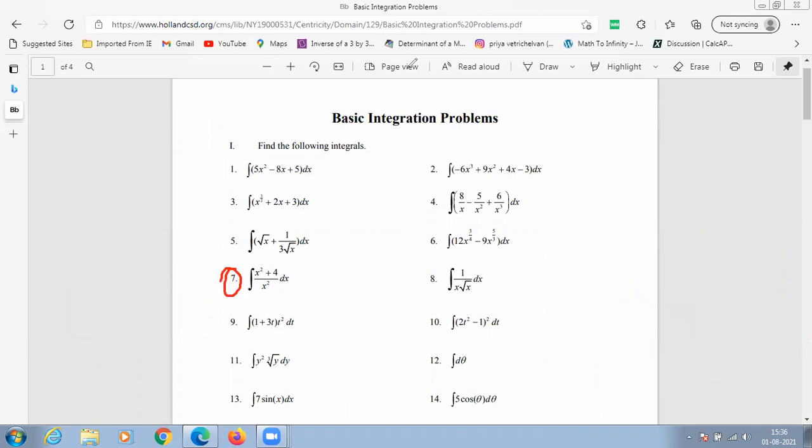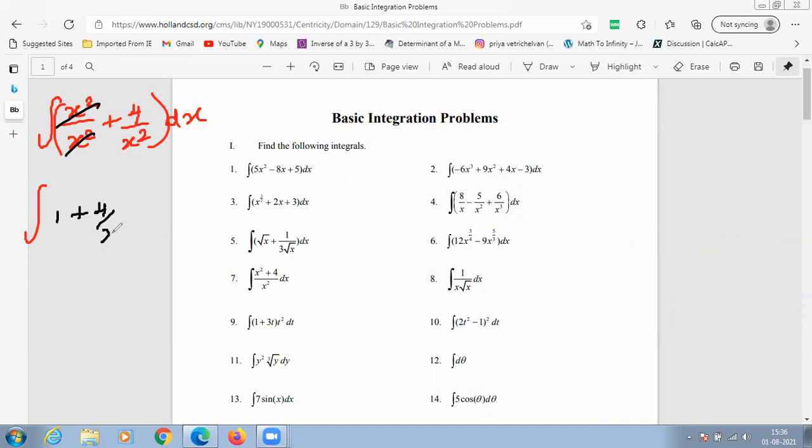We'll move on to question number 7. In question number 7, you have integral of (x square plus 4) upon x square dx. So here x square is common for this x square as well as this 4 also. So first I'm going to split the numerator over the denominator into two parts. It's going to be x square by x square plus 4 by x square dx, right? So x square and x square can be cancelled and it can be written as 1. So it's going to be 1 plus 4 upon x square into dx.